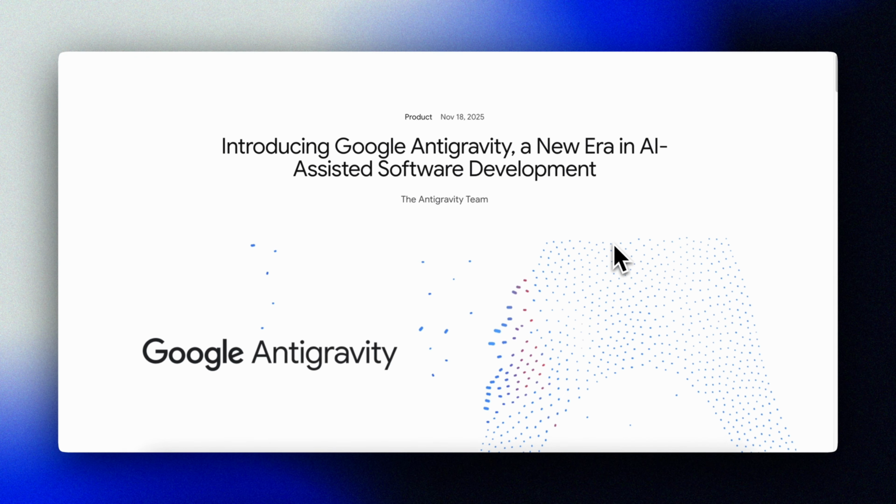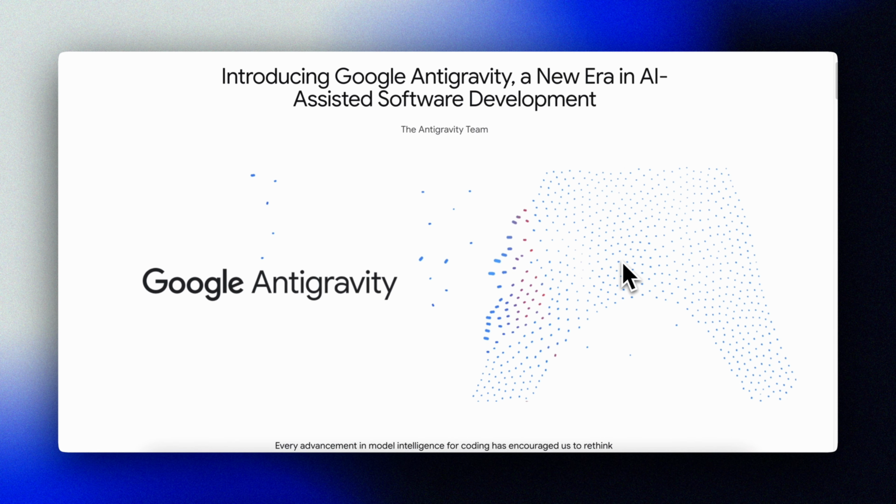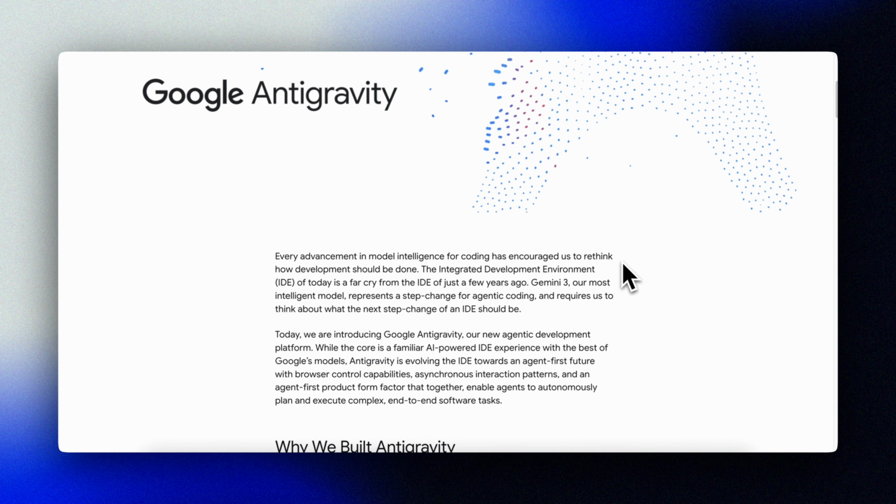Google just launched Antigravity, their new AI coding IDE that's free during preview, together with their new Gemini 3 Pro model that seems to outperform the bunch across a number of benchmarks.